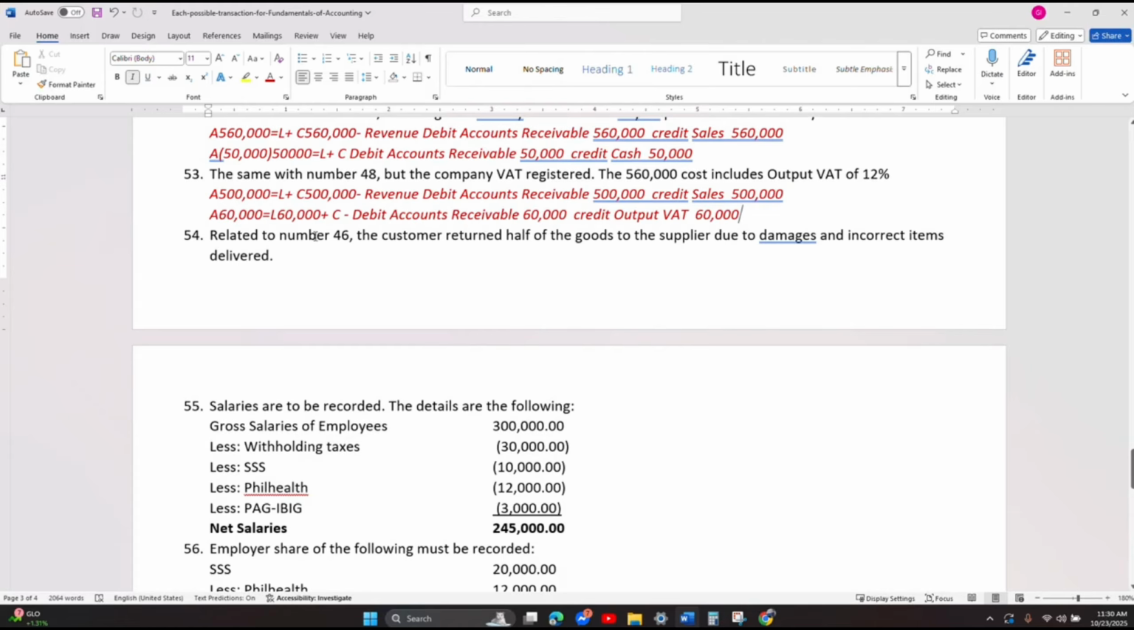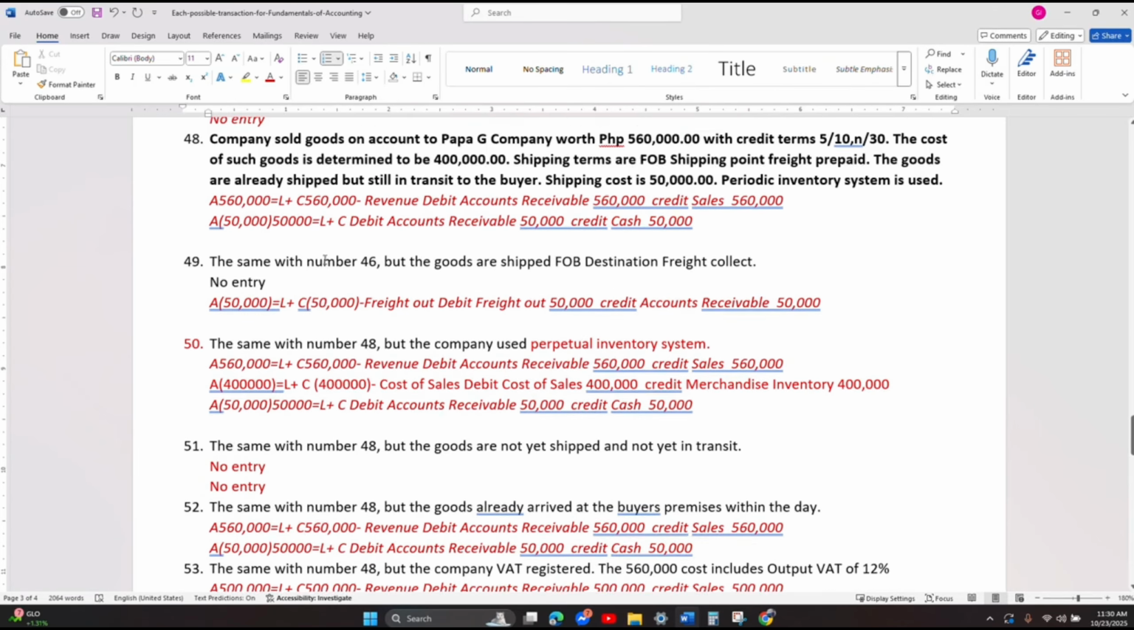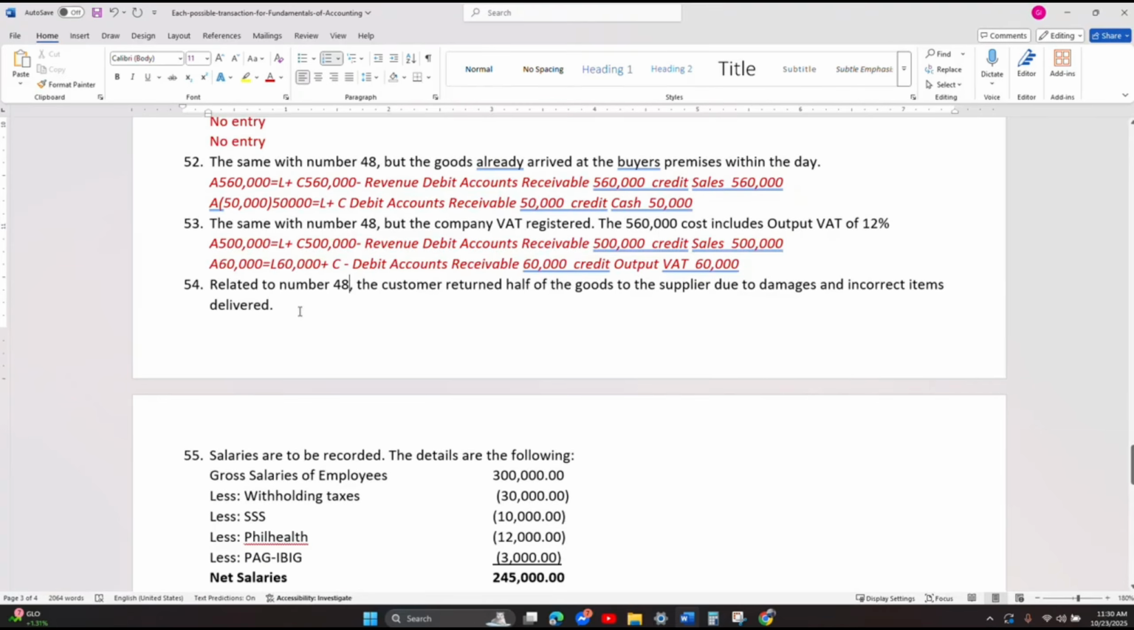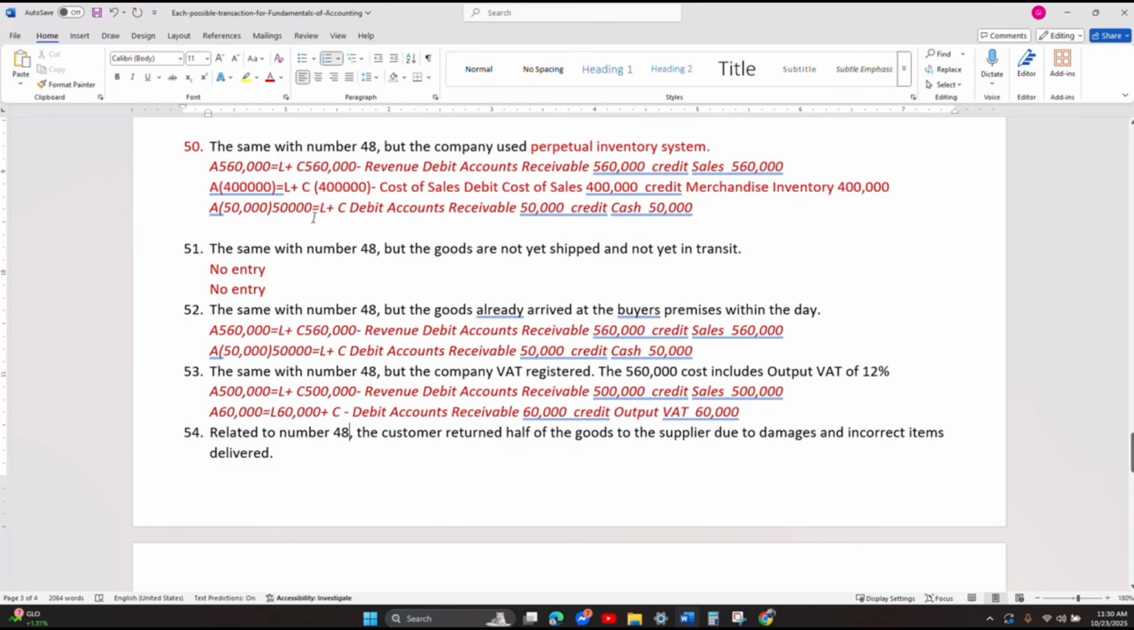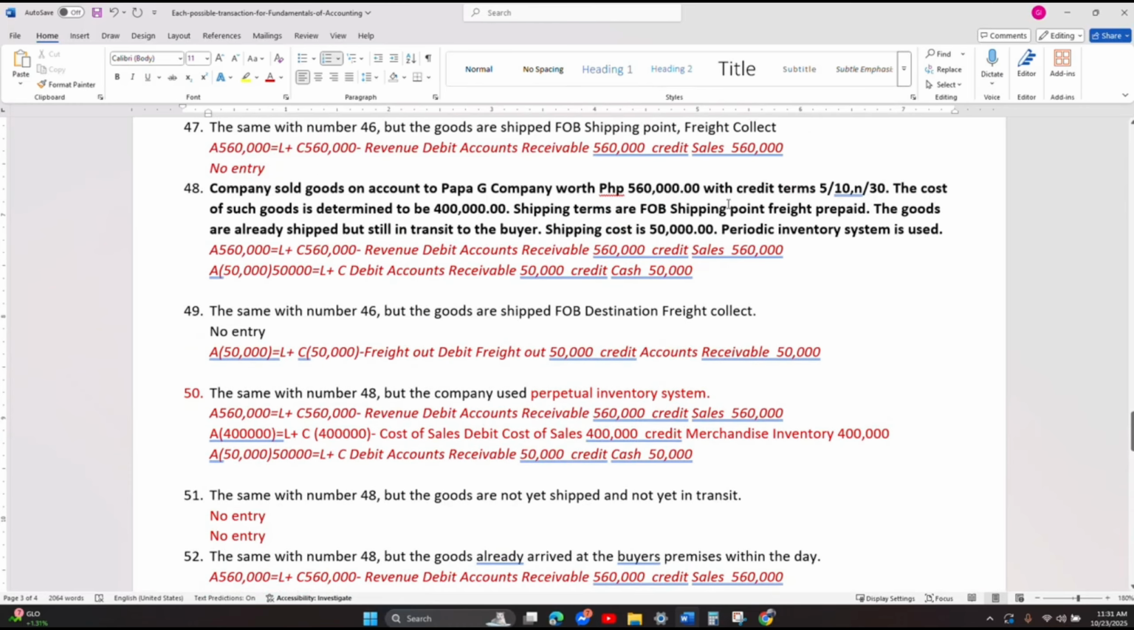Number 54, related to number 48. The customer returned half of the goods to the supplier due to the damages and incorrect items delivered. Again, we are just going to relate to number 48. We're not going to relate to other numbers, like for example, don't analyze number 54 in relation to number 53 that there is already VAT, okay? Don't analyze on that. You have to analyze only related to number 48, because again, these transactions are independent from one another. Okay?